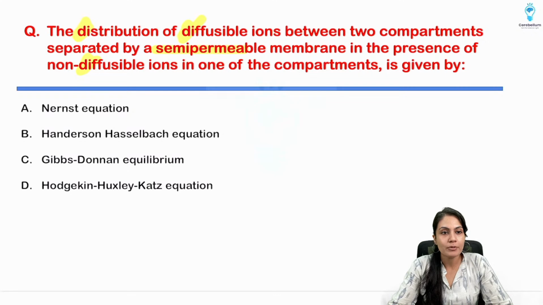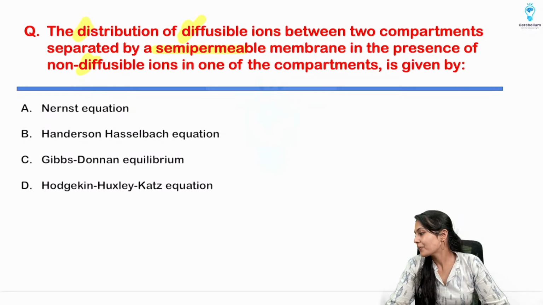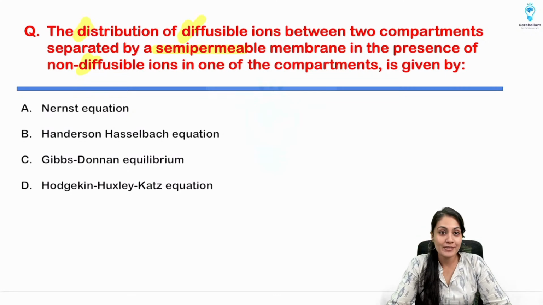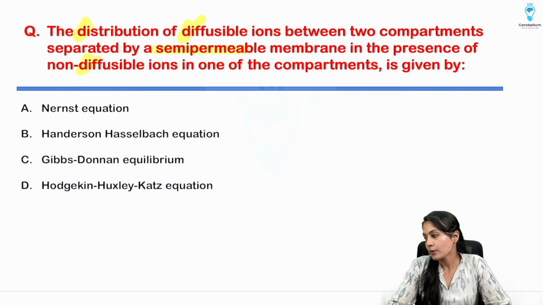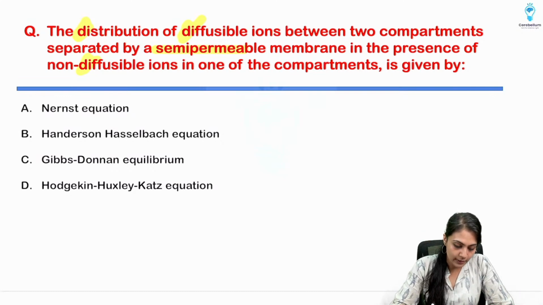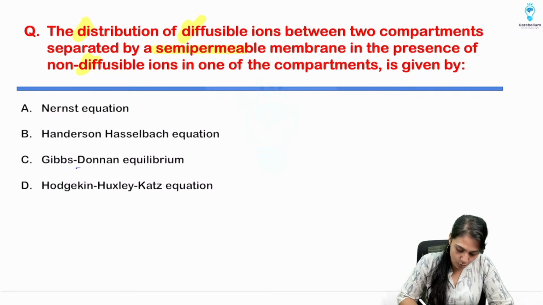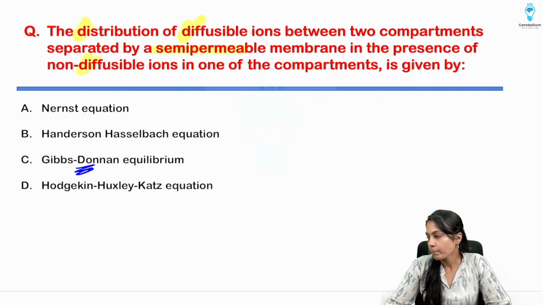Yes, Ritesh, you are absolutely wrong. Sorry to say that. I have given you the hint also. Try again, Ritesh. What I told you: distribution of diffusible, non-diffusible. How can it be Nernst? It cannot be Nernst. What is it? That is Donnan's equilibrium. Okay. Make as many mistakes as you want. Yugal, you are right.